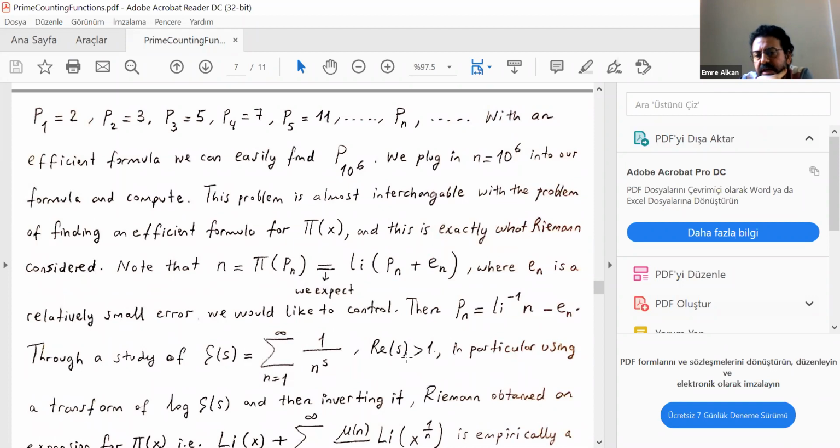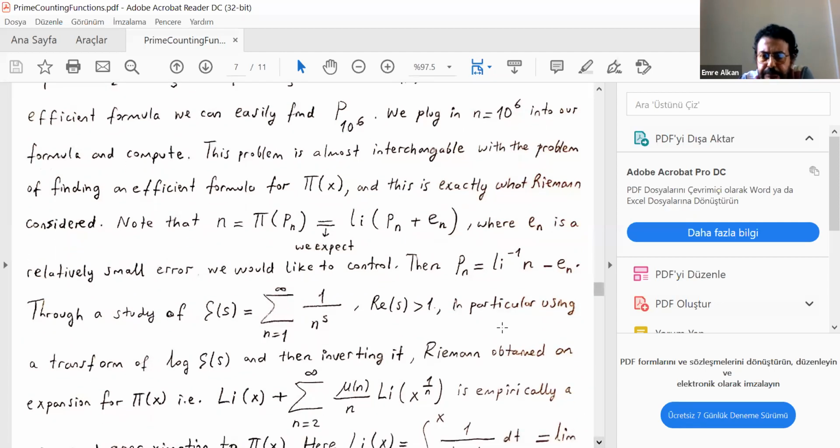This is the half plane where the real part of the complex variable s is bigger than 1, where this series converges, and then by analytic continuation, it has continuations. That's what Riemann did. In particular, he uses a transform of the logarithm of zeta of s. Remember that we had the product representation, and the product representation goes very well with a logarithm.